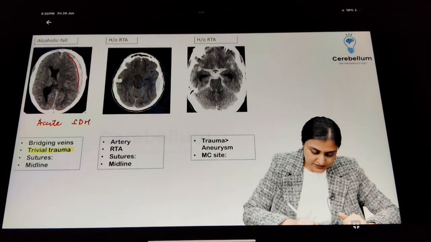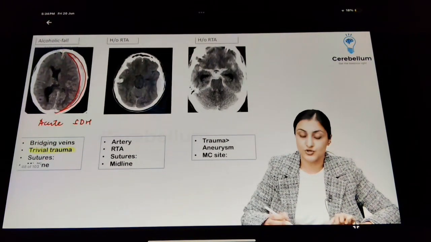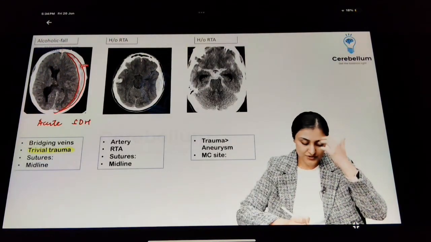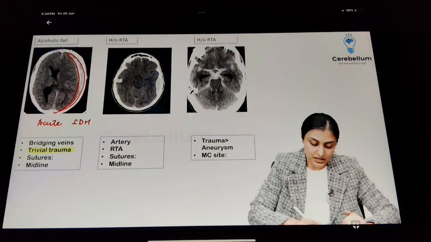Now, can it cross the midline? It cannot cross the midline, but it can definitely cross the sutures. That is why it has this shape where it can cross. This is where the sutures are located. It can very well cross the sutures, but it cannot cross the midline.